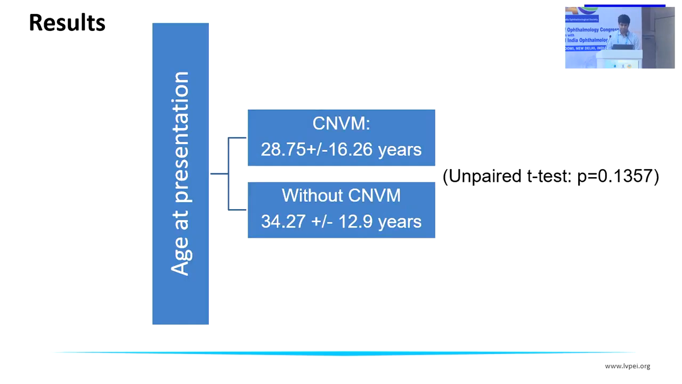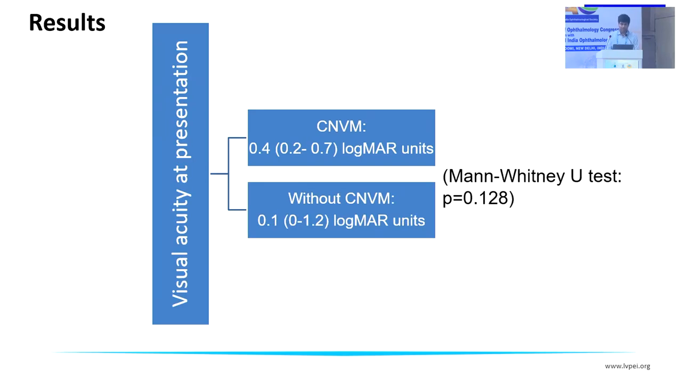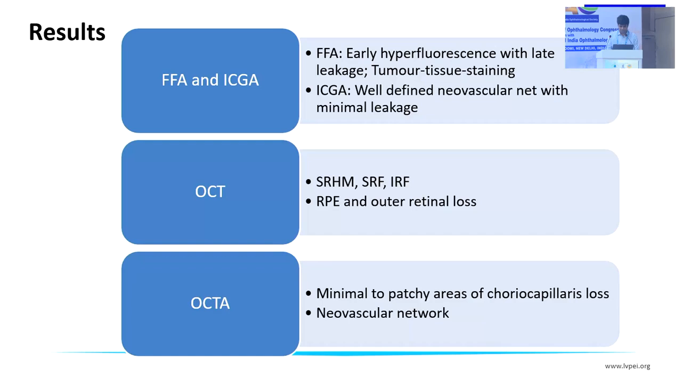retina. When we compared the age of presentation in eyes with CNVM and without CNVM, the eyes with CNVM presented earlier at an age of 28 years compared to those without CNVM with a mean age of 34 years, but this was not statistically significant. Similarly, when we compared the visual acuity at presentation with eyes with and without CNVM, though the eyes with CNVM had a poorer visual acuity of 0.4 logMAR units, it was not statistically significant.